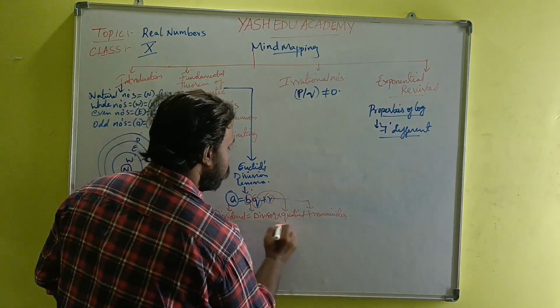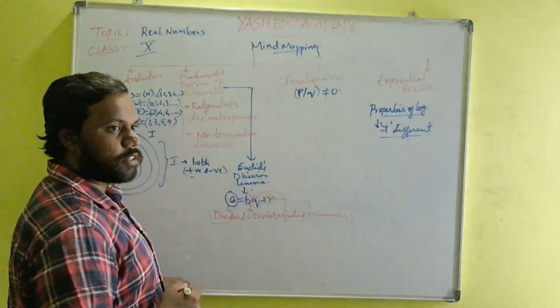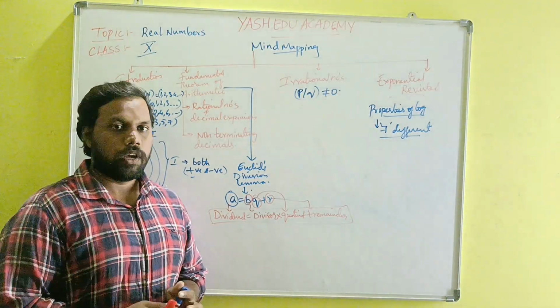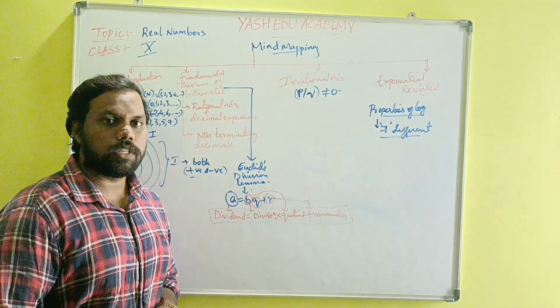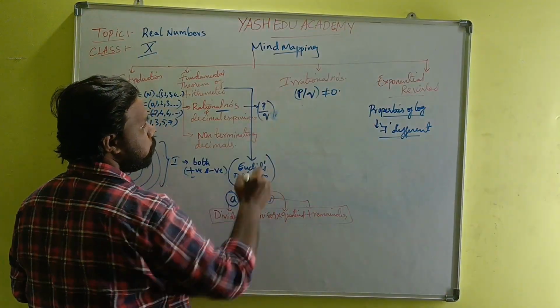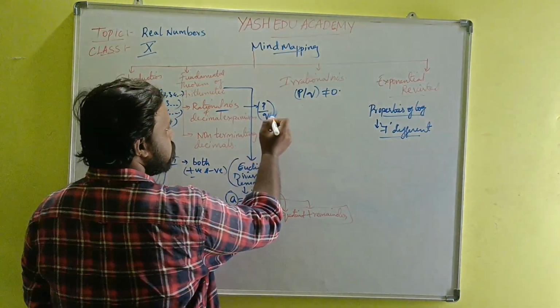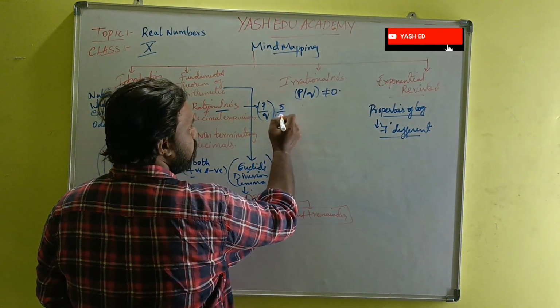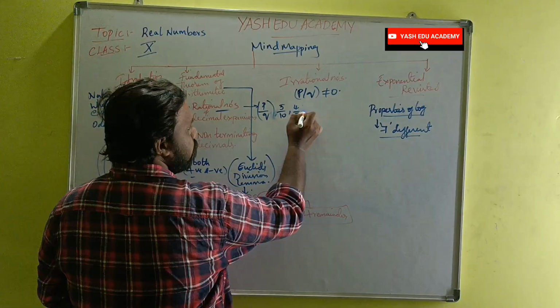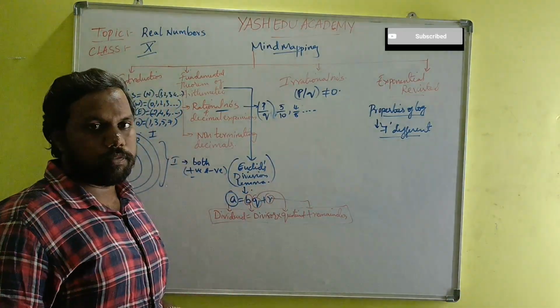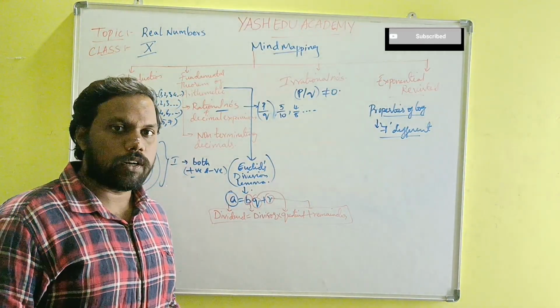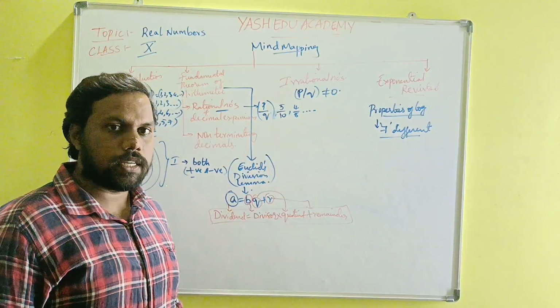Any equation from Euclid's division lemma will obey and work based on this equation only. Next, the form of p by q. Rational numbers are those which have forms like 5 by 10 and 4 by 8 and so on. This kind of fractional values will be considered as rational numbers.